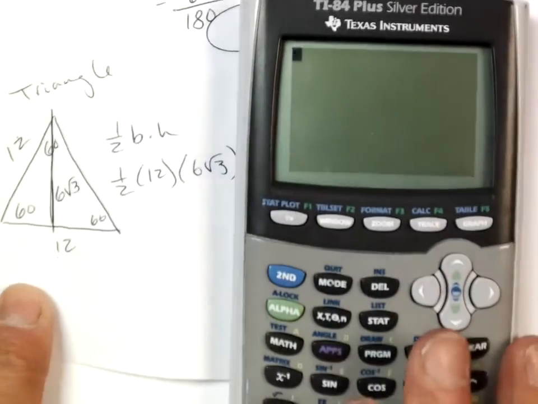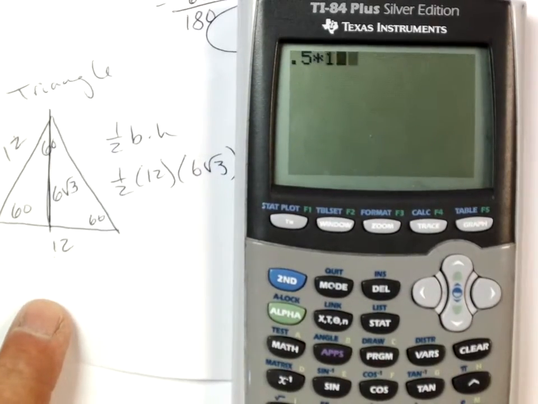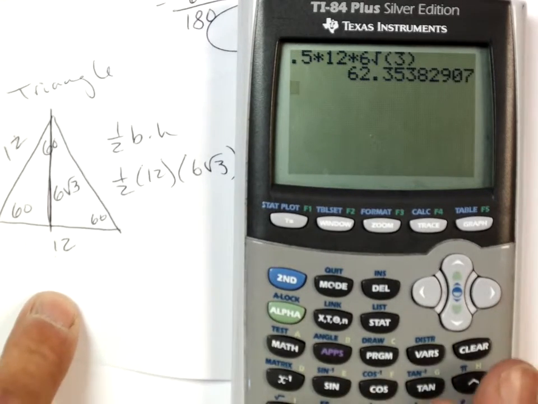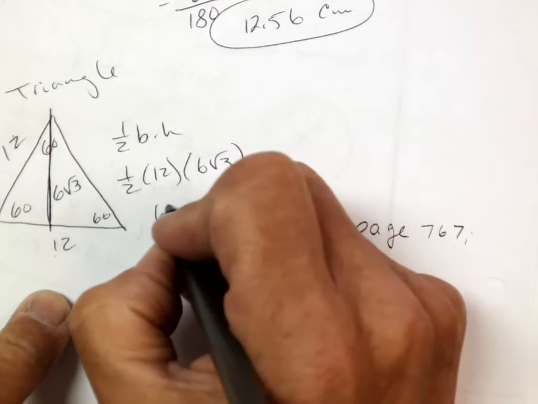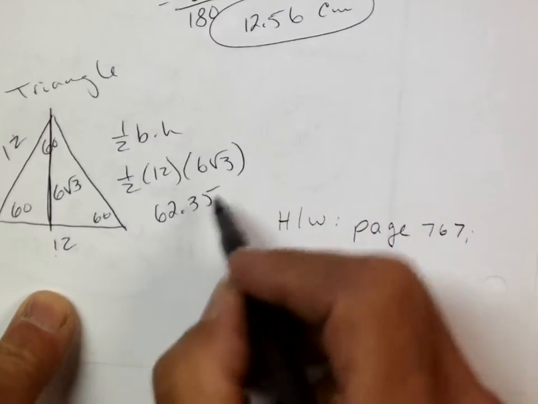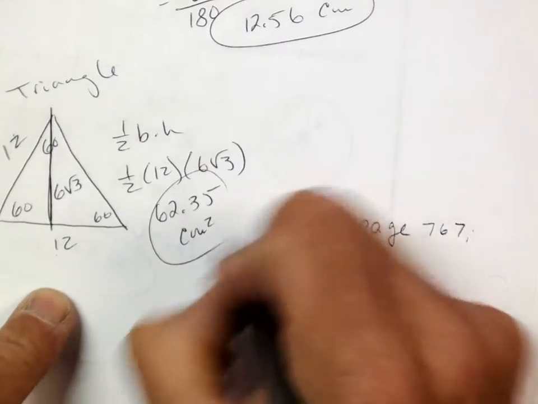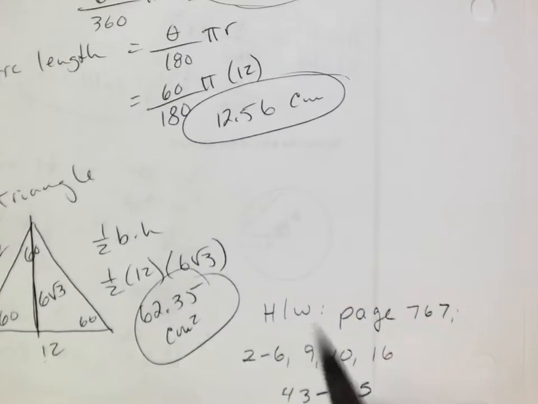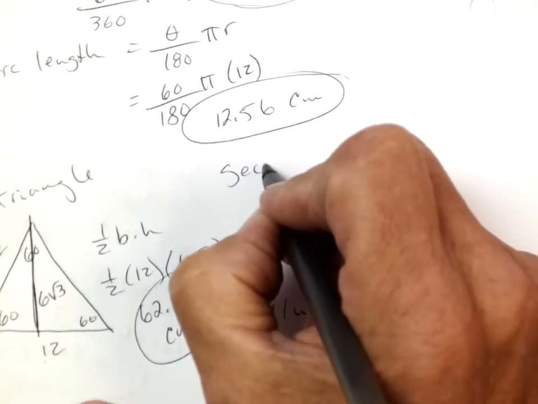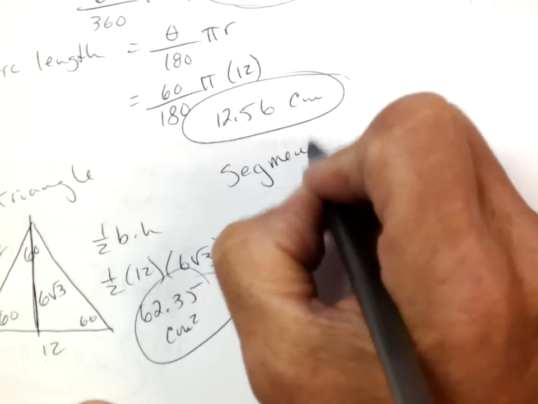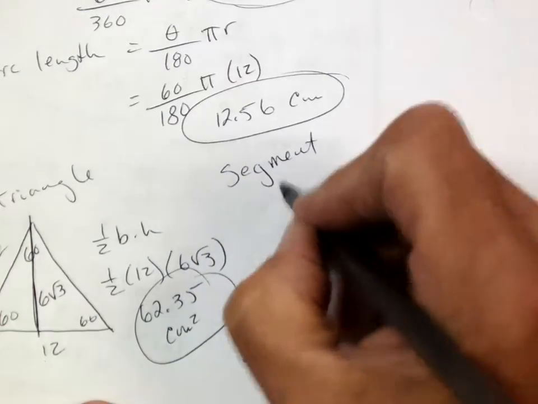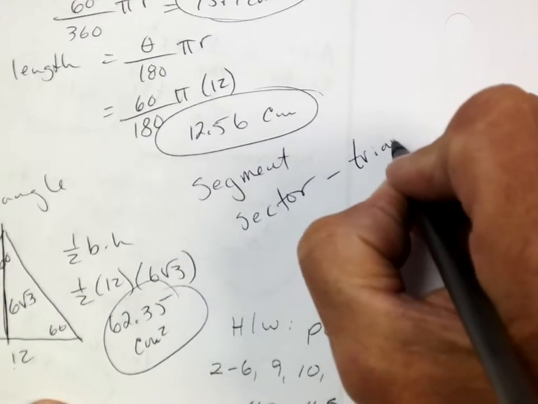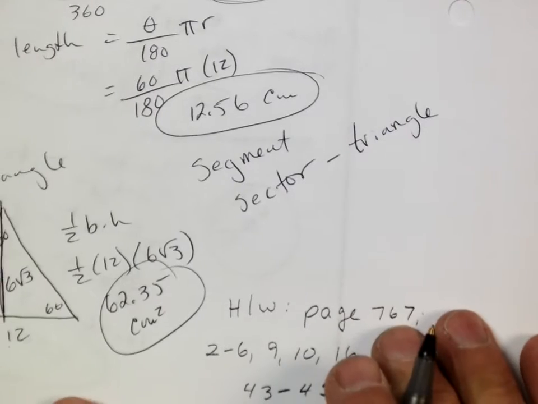I'm just going to use my calculator to get that answer, okay? So we're just going to slide that over and go 0.5 times 12 times 6 square roots of 3, and I get an answer of about 62.35, okay? 62.35. How am I doing? And that's in terms of centimeters squared, okay? So then finally, if I want the segment, that's easy. I can get the segment pretty easily because the segment, squeeze that over here, is equal to the wedge or the sector minus the triangle, which I have both of those. I just have to put the numbers in, right?